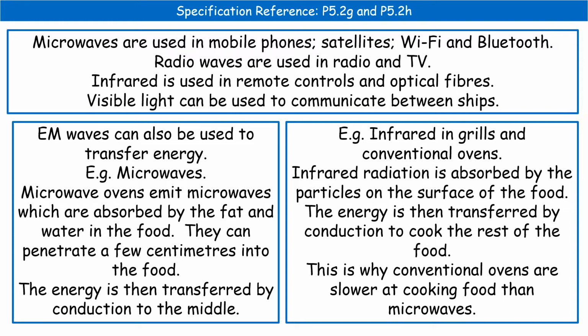If we then think about infrared in our conventional ovens and grills, that's only absorbed by the particles on the very surface of the food. We then have to transfer that energy all the way to the centre by conduction, and that takes longer because remember the microwaves are going a few centimetres in. These ones for our infrared only the outermost surface, everything else is then conduction. So that's why our conventional ovens are slower than microwaves.